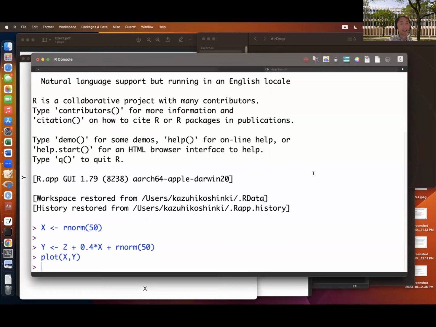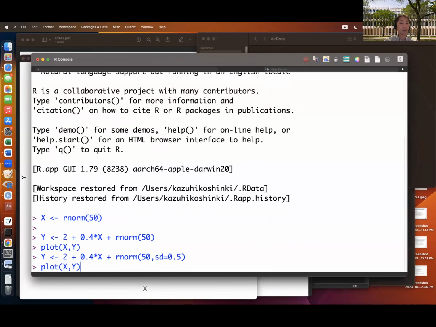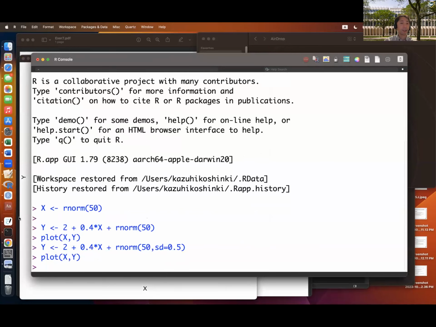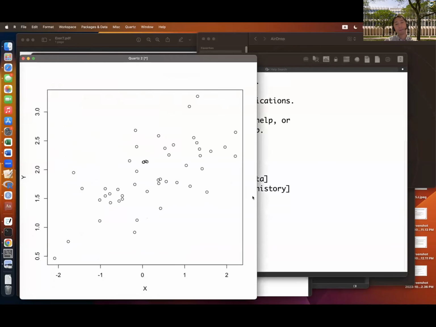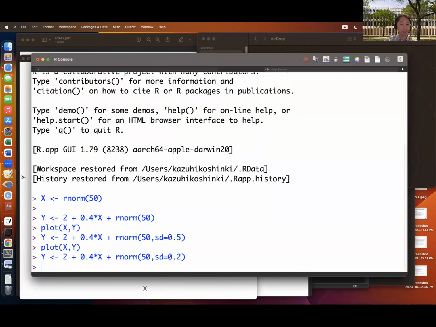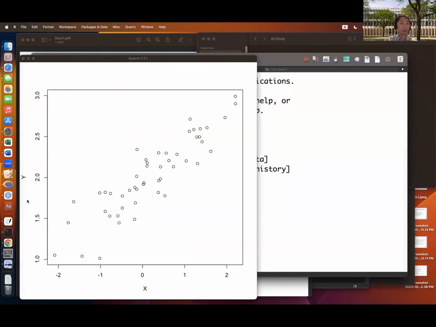Then I think this is too random. So maybe we change the standard deviation to 0.5, then plot Y. Then we get the X and Y. Maybe we want to make it a little smaller. Okay, so like this.